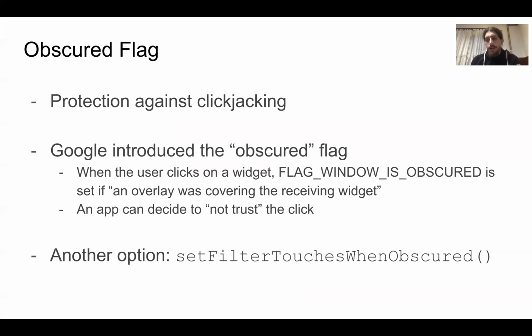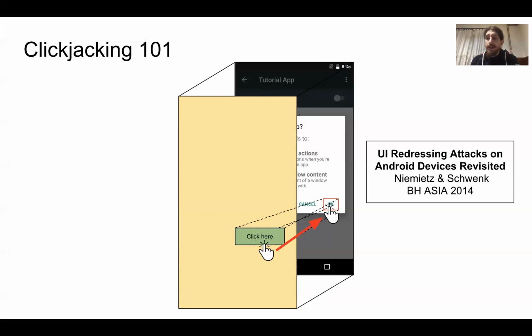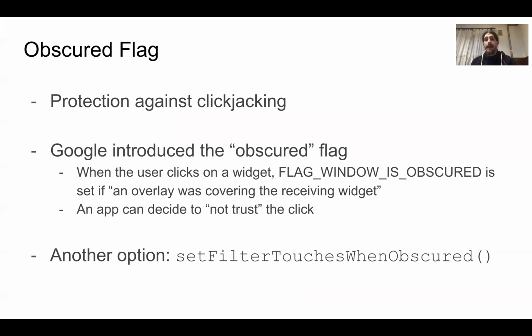Now, this attack was discovered in 2014, and Google moved on and tried to protect from this. The main protection that they had was the obscured flag protection. The obscured flag is a protection against clickjacking, and it works in this way. Basically, when the user clicks on a widget, which could be a button, in this case the OK button or the accessibility service settings, there is a flag that could be set. The flag is called FLAG_WINDOW_IS_OBSCURED. This flag is set if and only if there was an overlay covering the receiving widget.